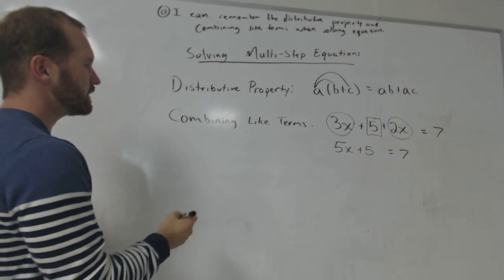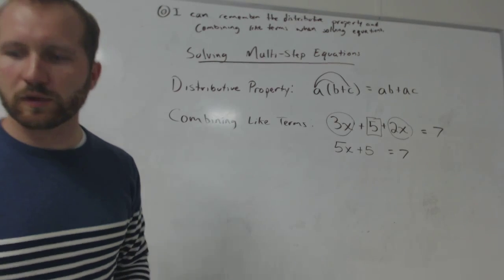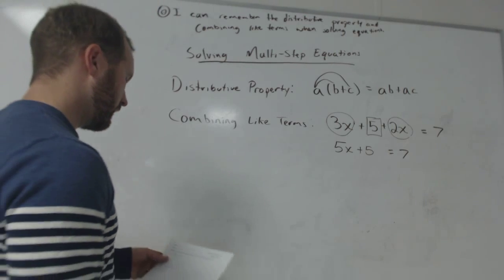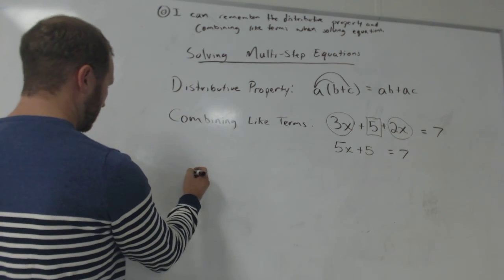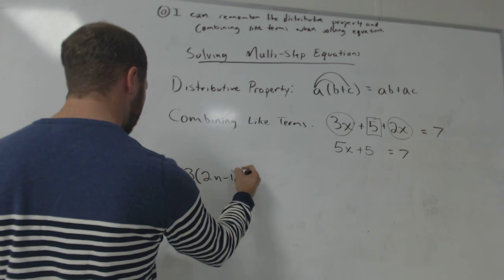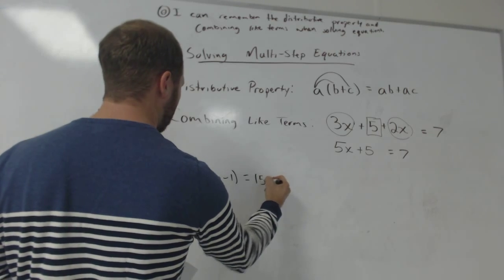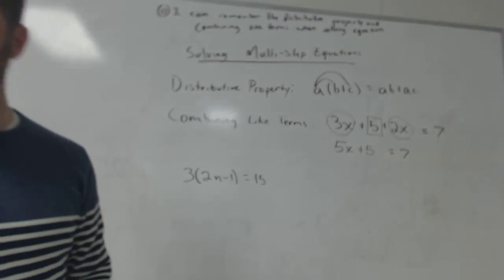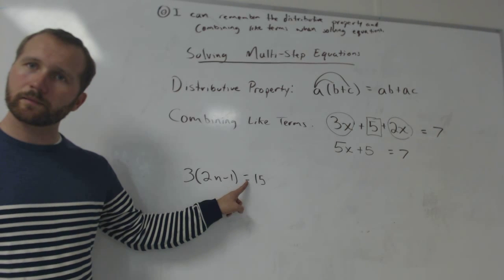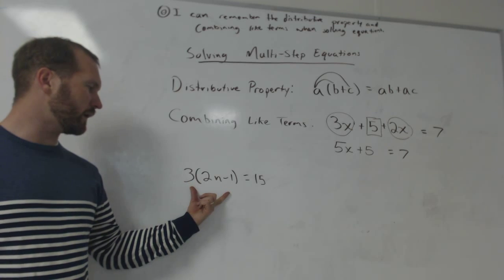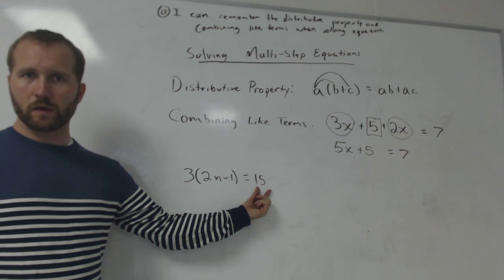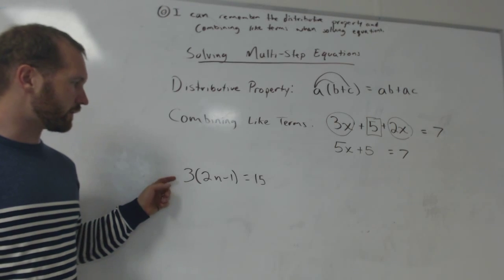All right. So let's look at a sample problem. And this will be a problem from your homework. So if you write it down, it will help you when you get started on your homework this evening. Let's say we had 3 times 2n minus 1 equals 15. Here's an equation because it has an equal sign. This equation is made up of one expression over here, one expression over here. What am I going to have to do in order to solve this?